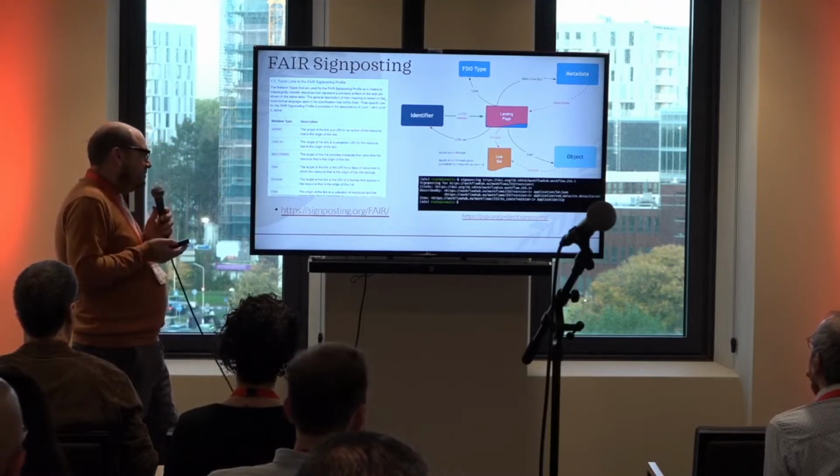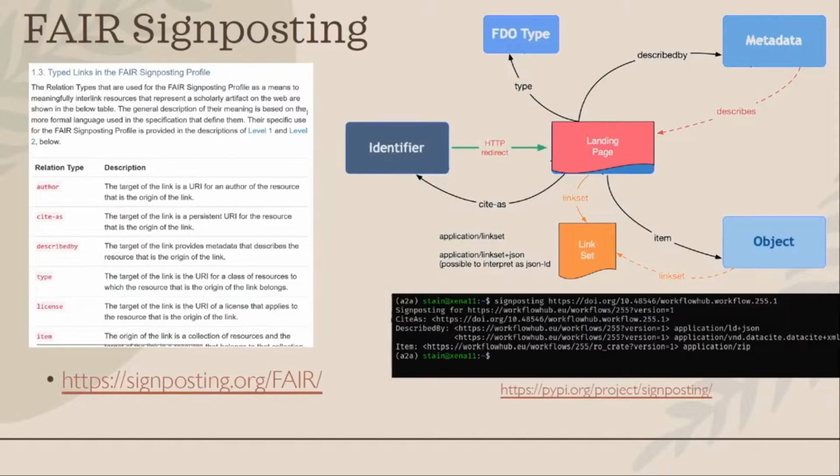So FAIR signposting is basically using existing HTTP link headers. This is already used by most websites, the link that says, I want this style sheet to appear, and then the design is downloaded on the side. Now you can also link to metadata and so on using that mechanism. I think that's an important way to link the two worlds of human and machine readable.